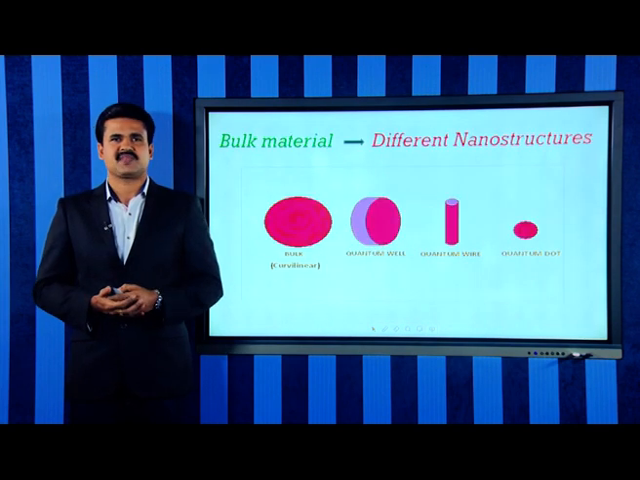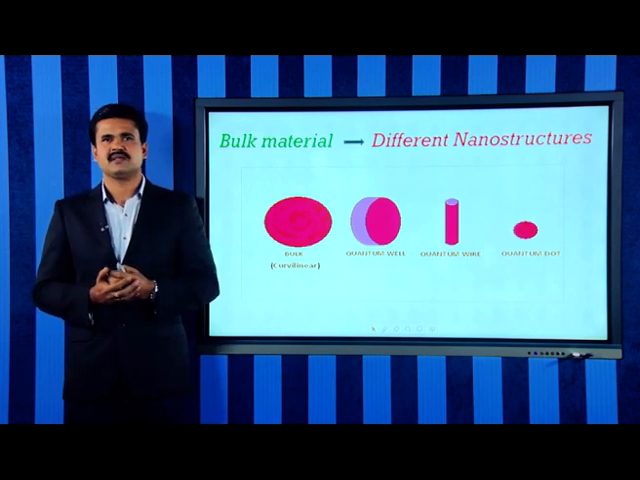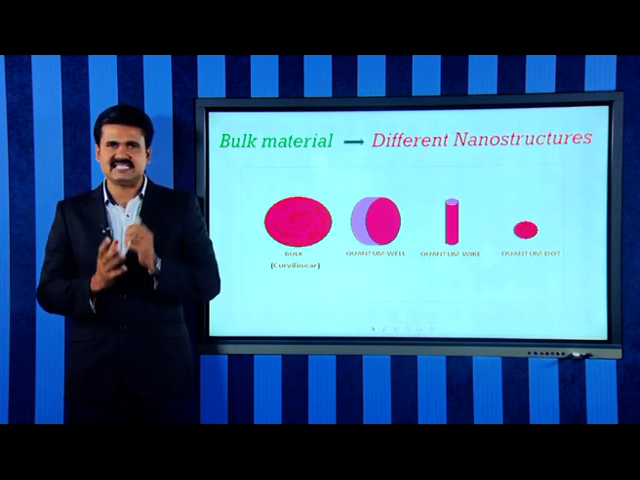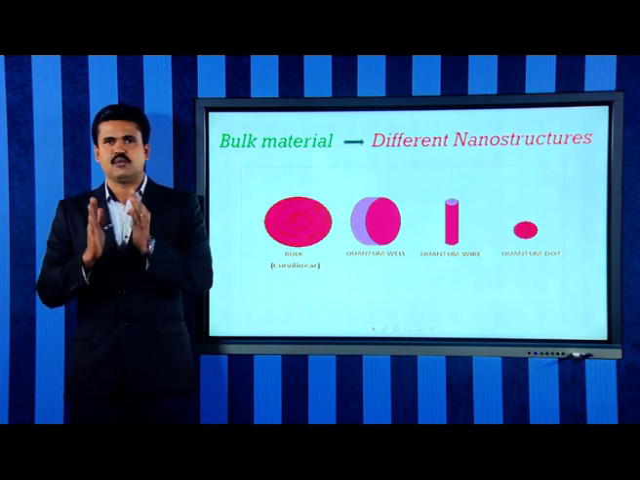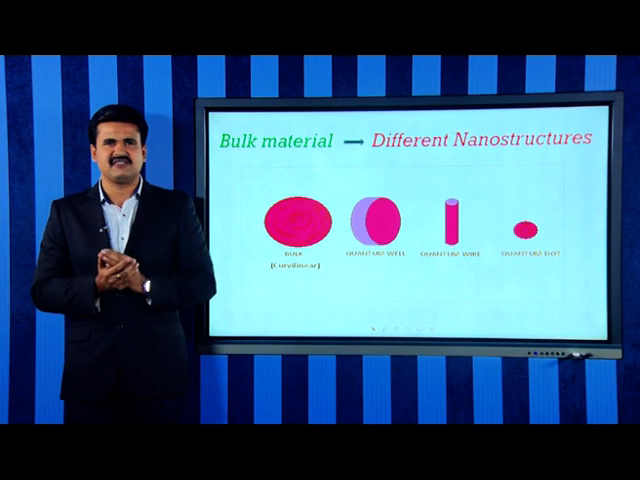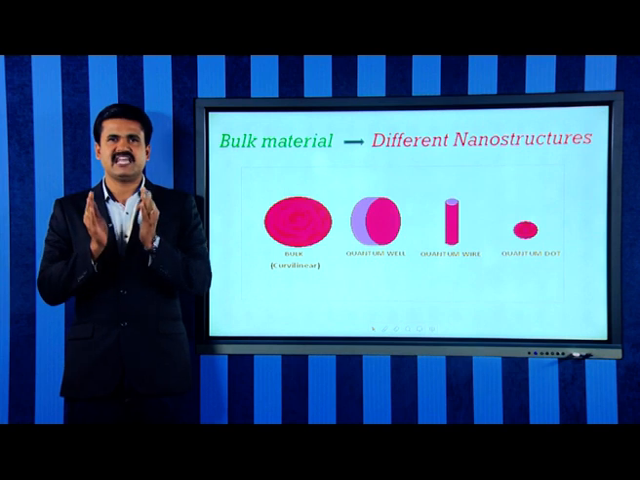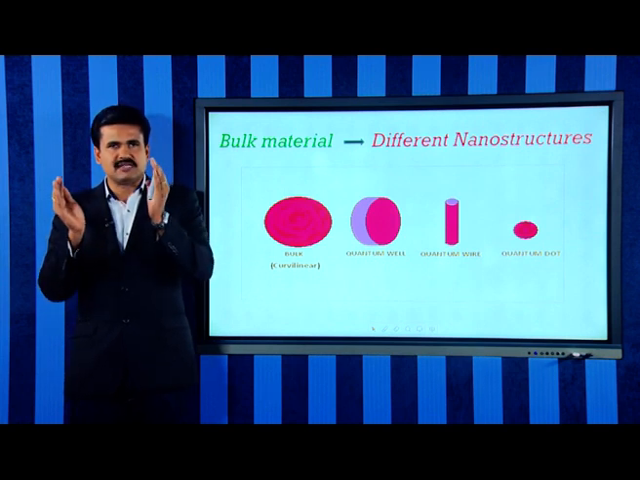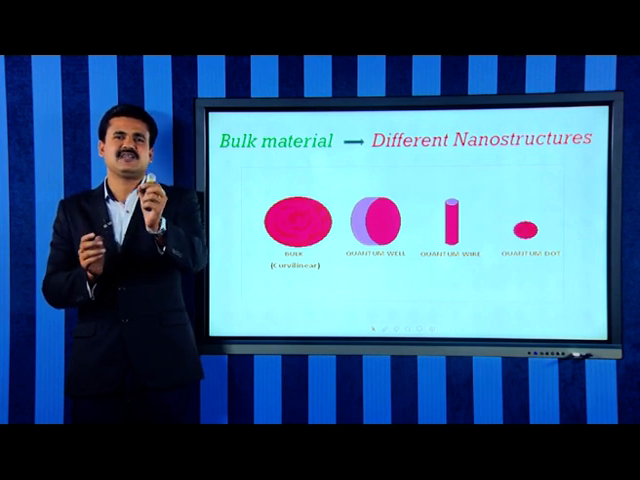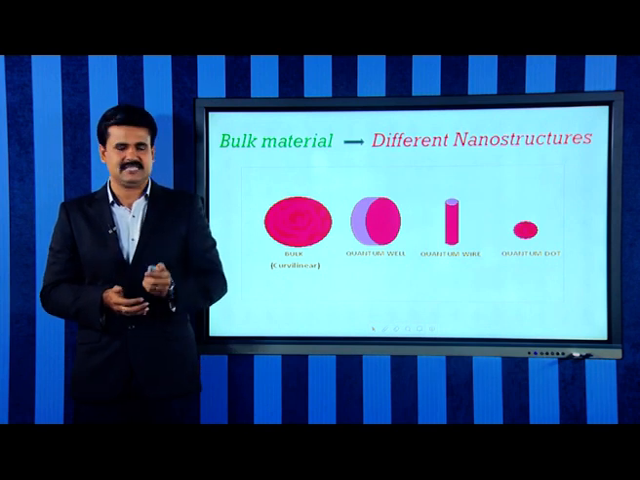This picture also represents the above transformation. Here we are having a bulk spherical material. First of all, one dimension is reduced to nano, we will get a quantum well. Two dimensions to nano, we will get a quantum wire. If all three dimensions are reduced to nano, we will get the ultimate quantum dot or zero-dimensional nanomaterials.